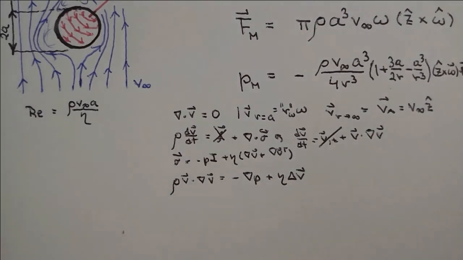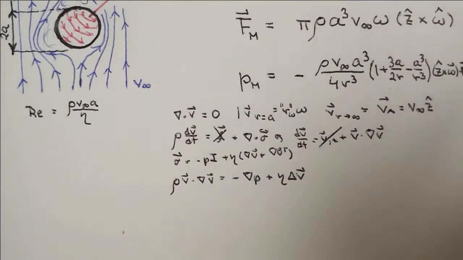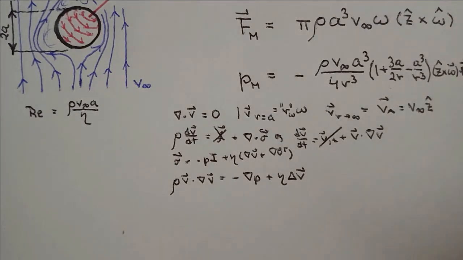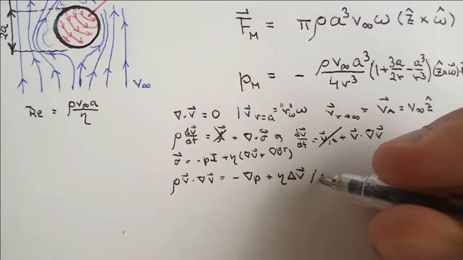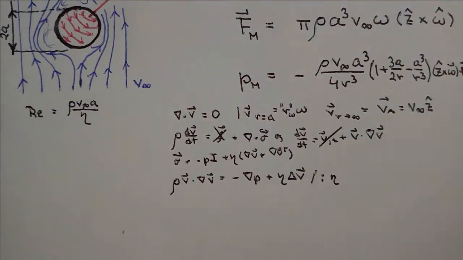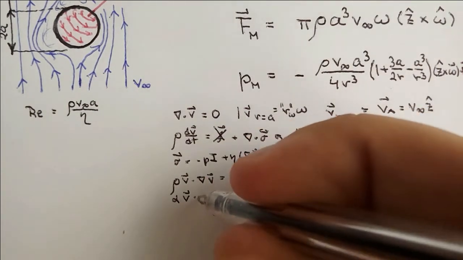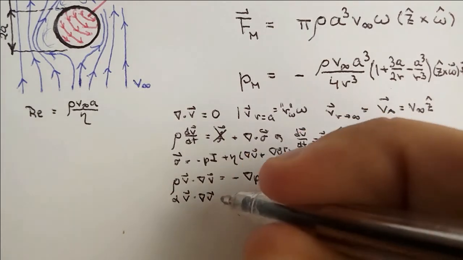Again, for the method of solving this equation, I will use Adomian decomposition. But first I will divide this equation by eta, the dynamic viscosity, to get this equation where alpha is a small parameter.